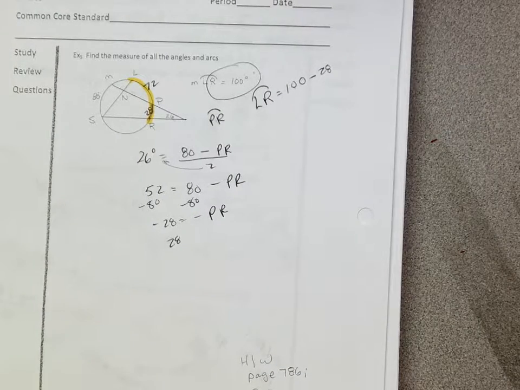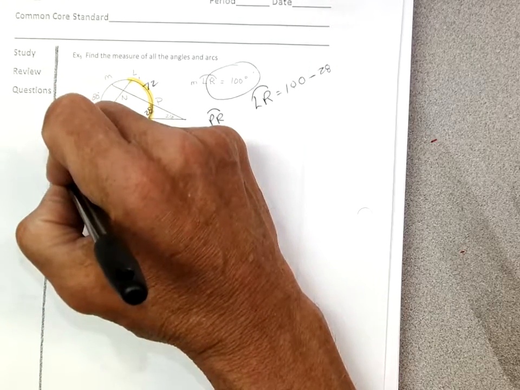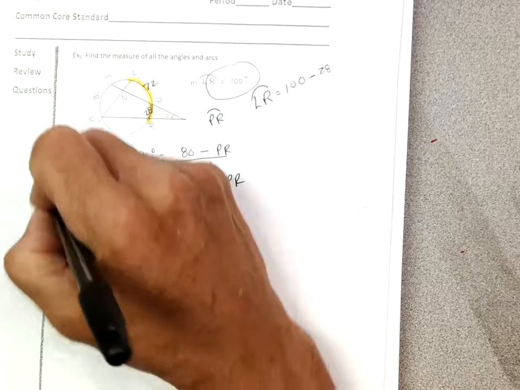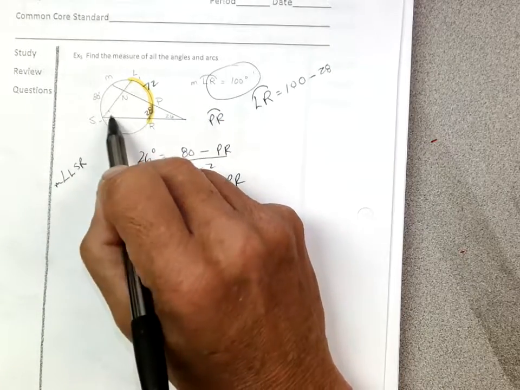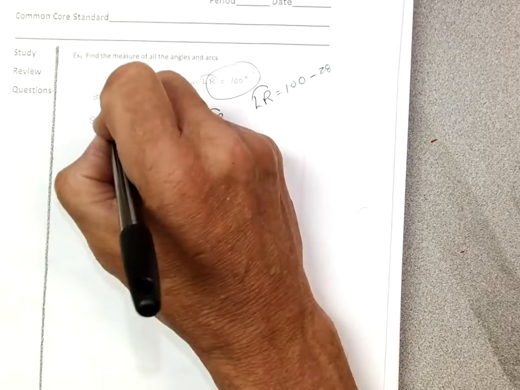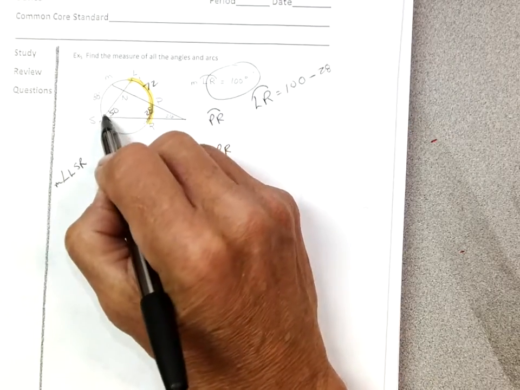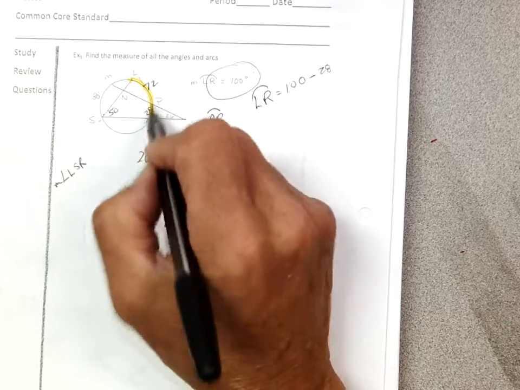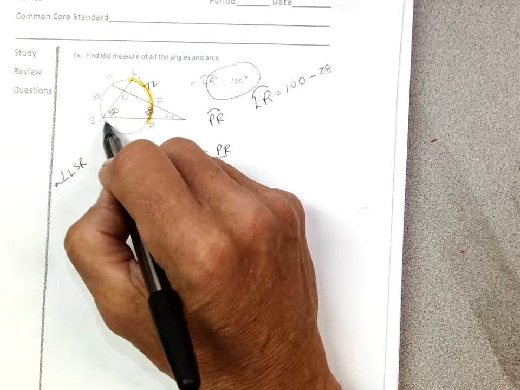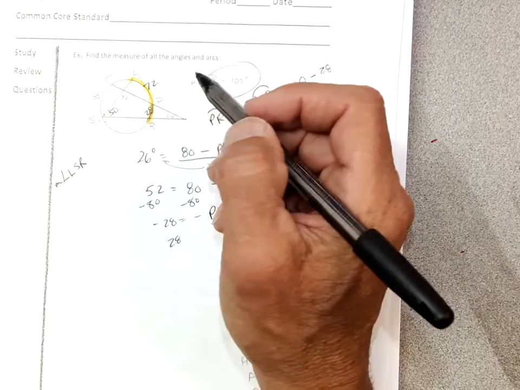Okay, what else could I find? Let's find angle LSR, because that's going to be half of 100, right? So that's got to be 50, right? If this whole thing's 100, that angle is an inscribed angle. It's half. Not going too fast? Okay, that's 100, that's got to be 50, okay?